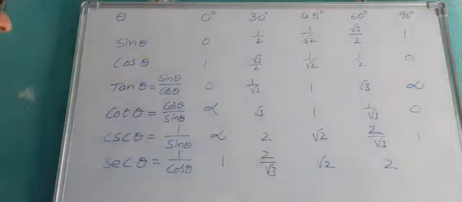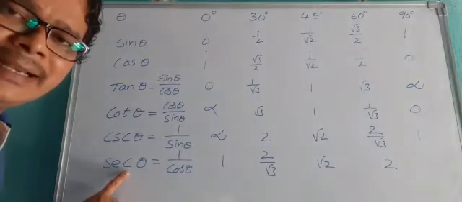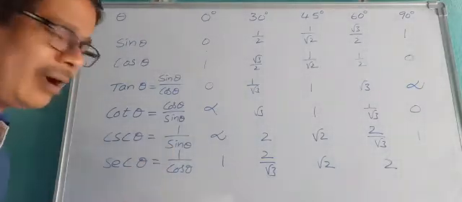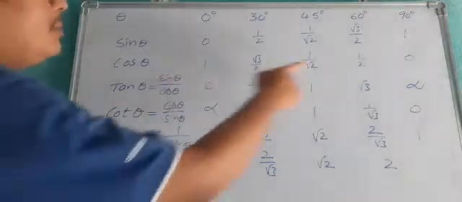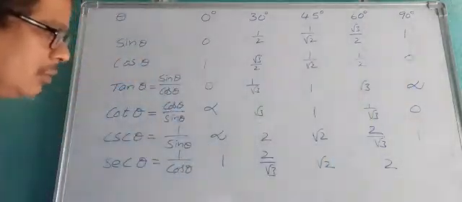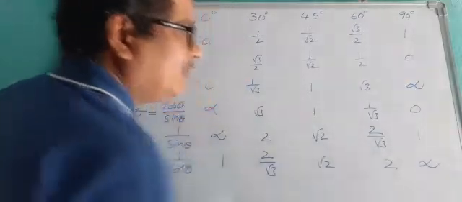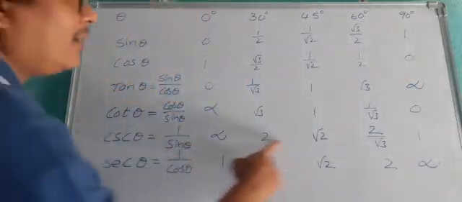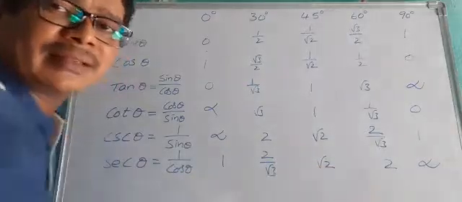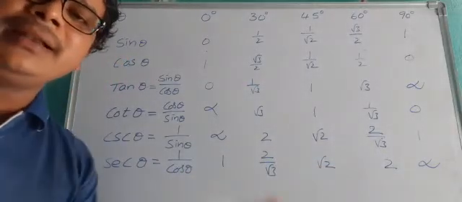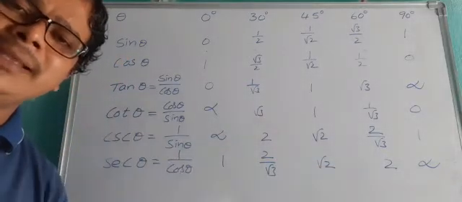And last and final, secant 90. Secant 90 means 1 by cos 90. Cos 90 equal to how much? 0. So 1 by 0. 1 by 0 equal to how much? Infinite. That means simply write all the values of cosecant in vice versa, you can get secant also. So that is another technique.